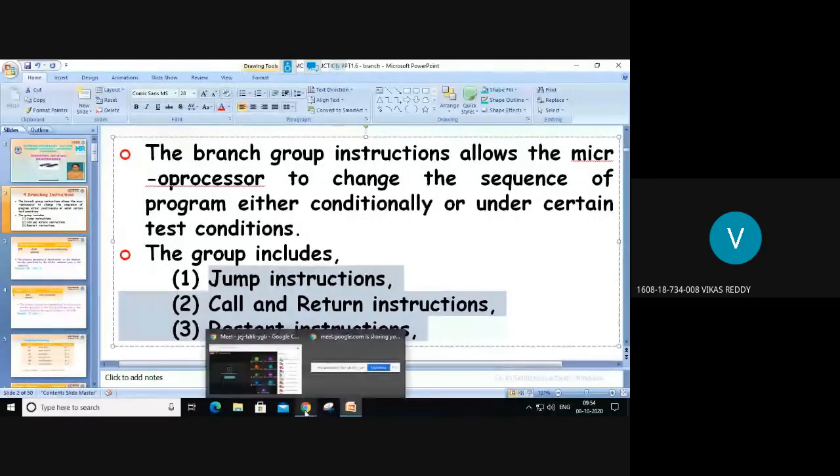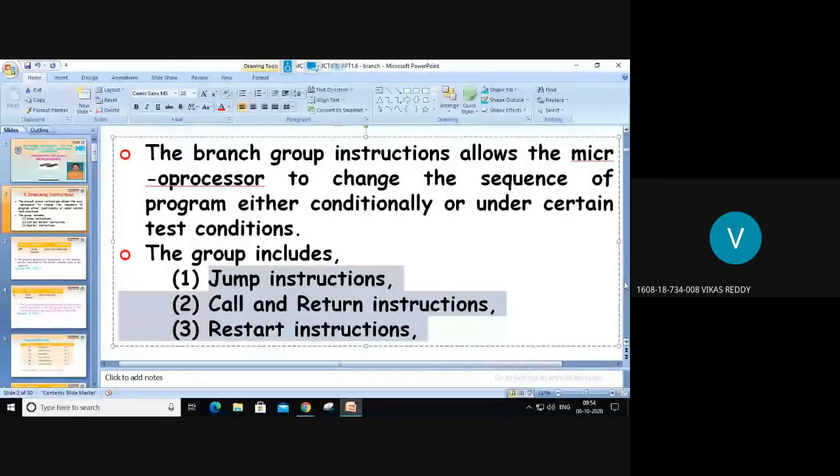Jump instructions, call and return instructions, restart instructions. Very good.